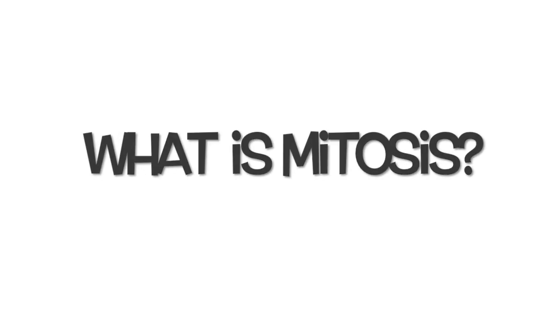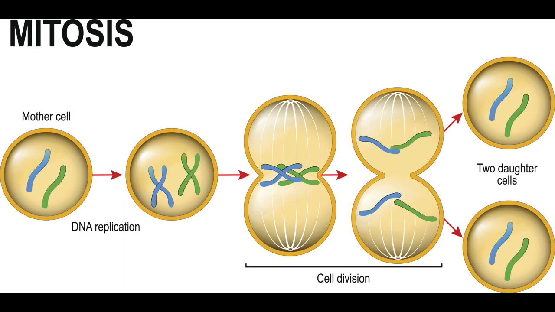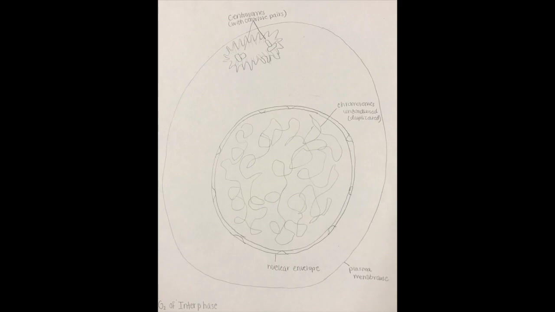What is mitosis? Mitosis is the process by which a single cell divides into two identical daughter cells through asexual reproduction. Cell division starts with interphase and then moves into the 5 steps of mitosis.